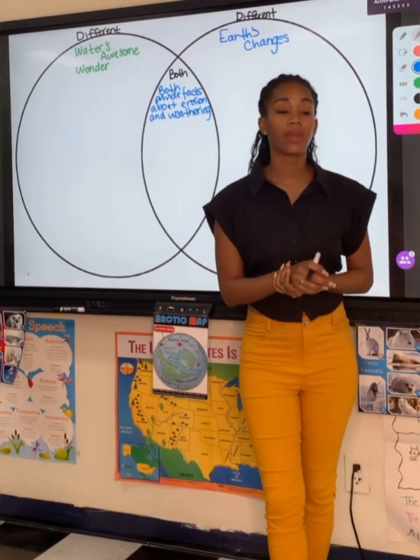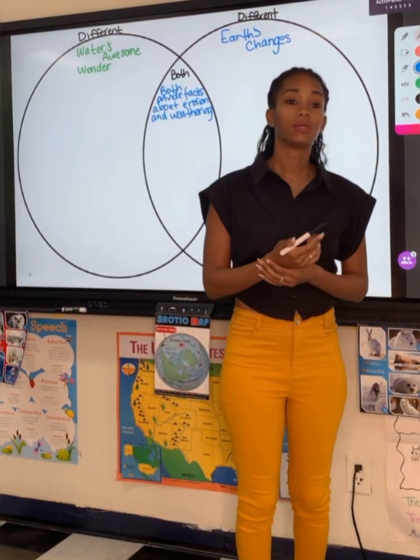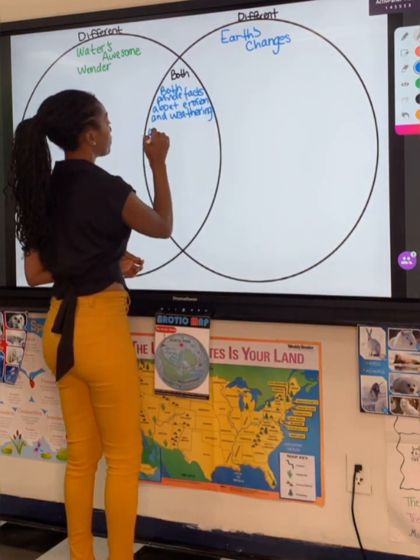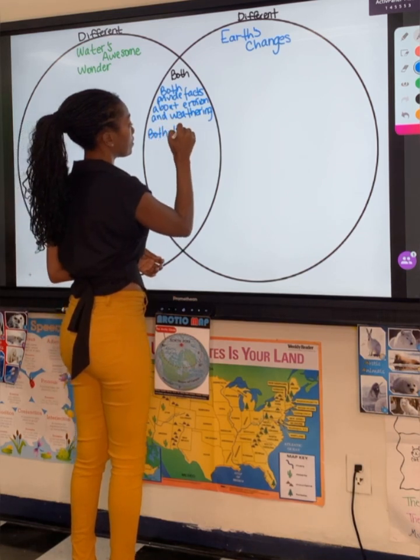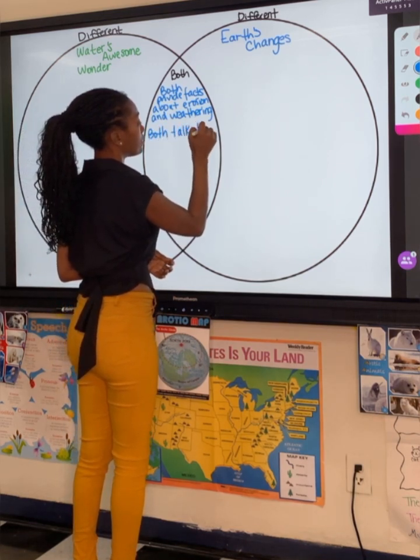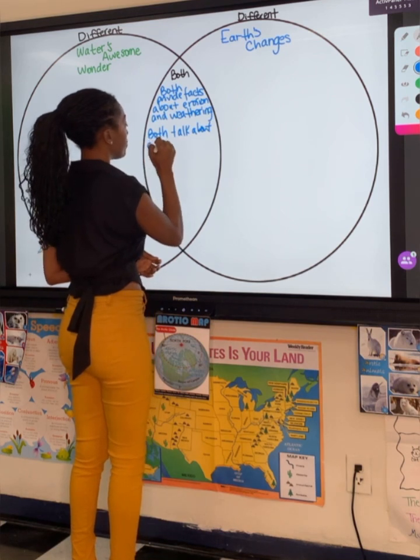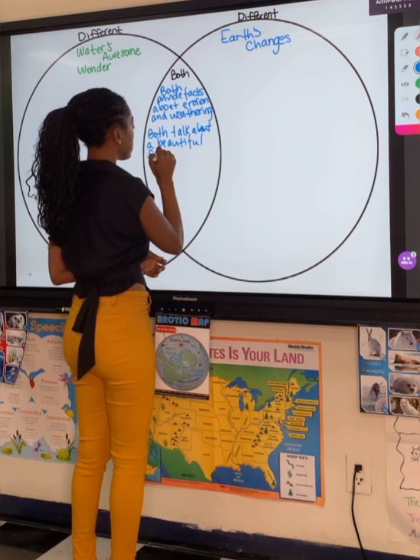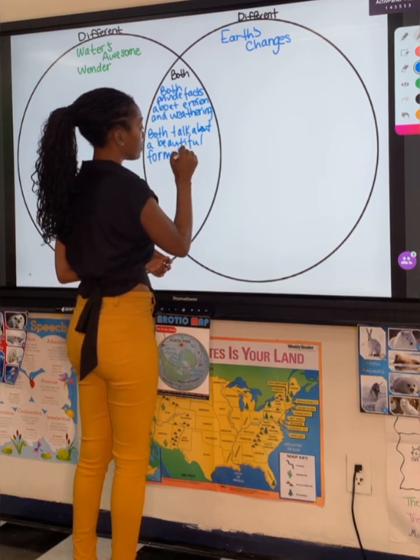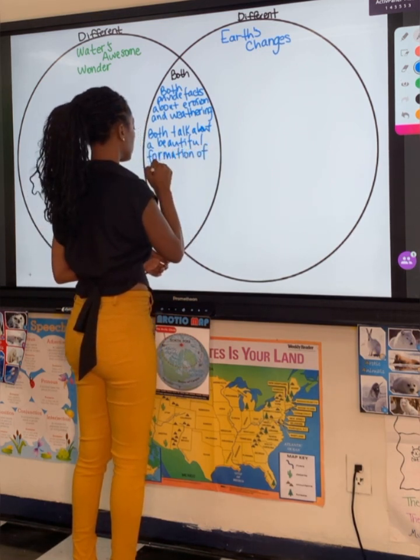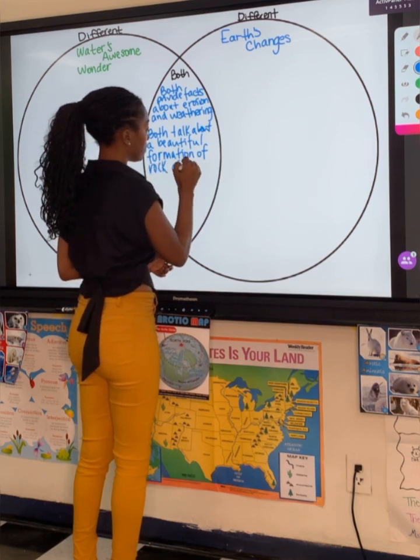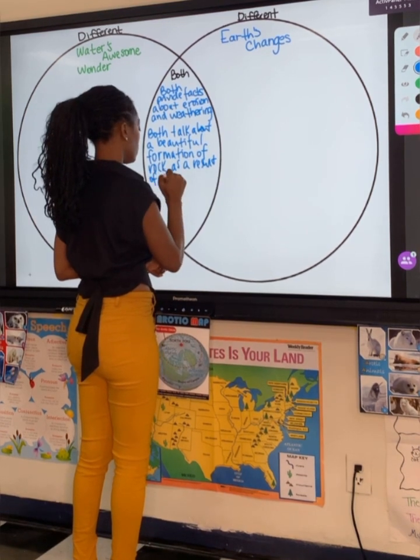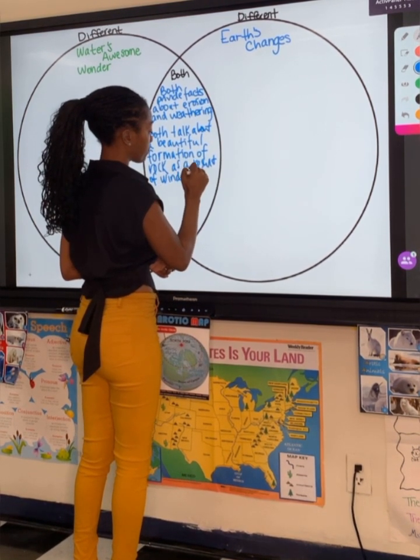Give me another way that they're the same. Yes. They both make something beautiful. Okay. Both talk about a beautiful formation of rocks as a result of wind and water. Good.